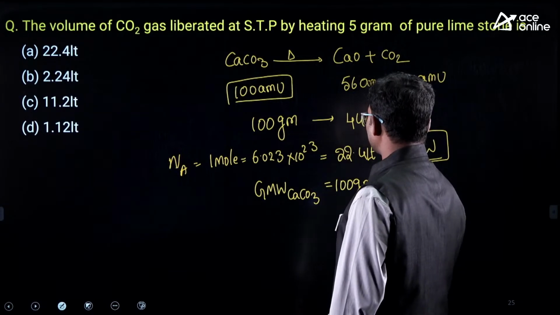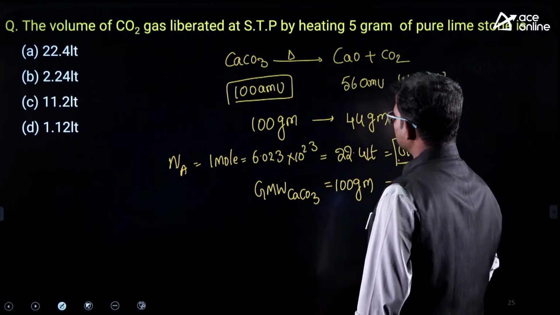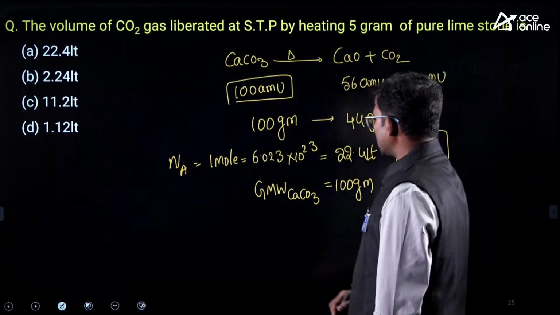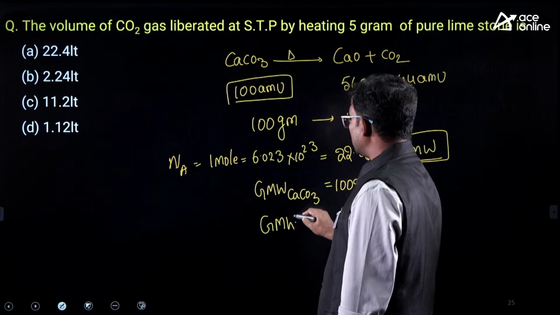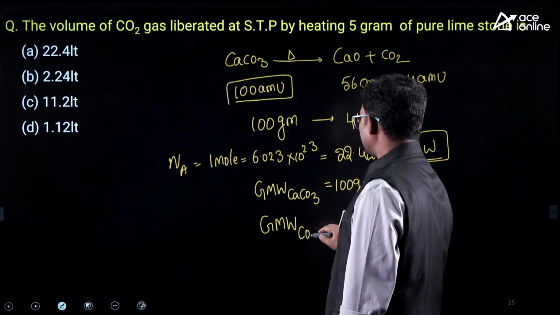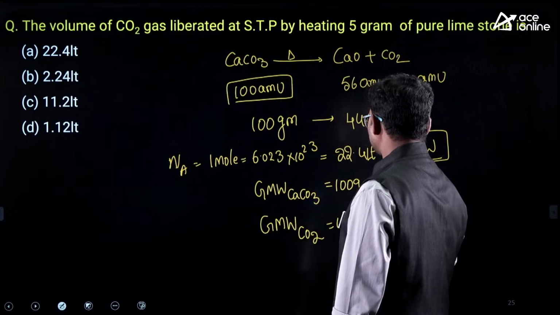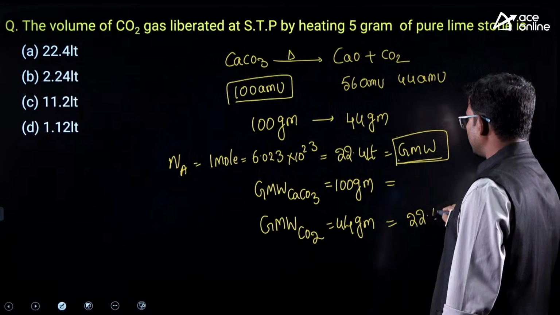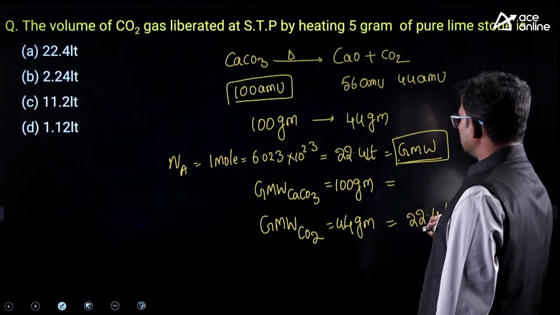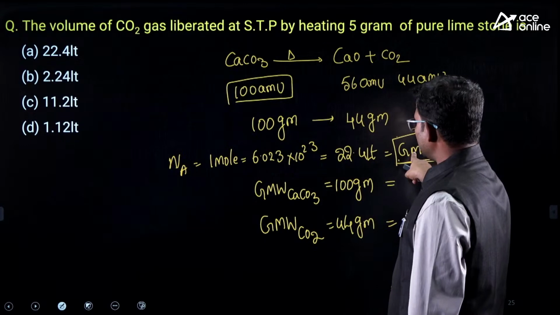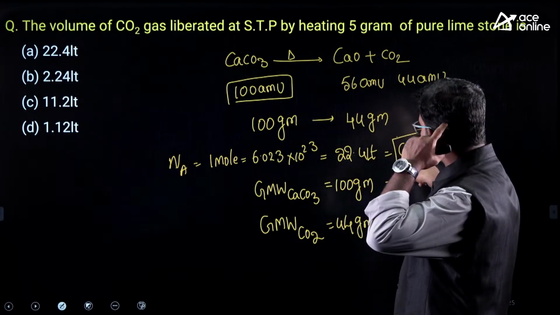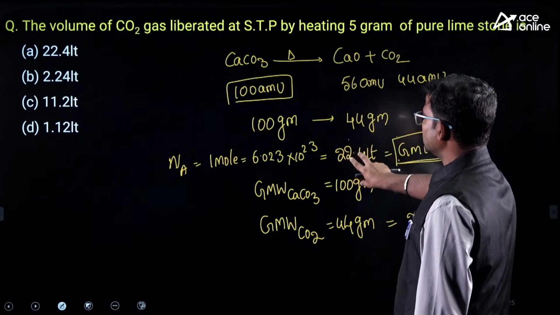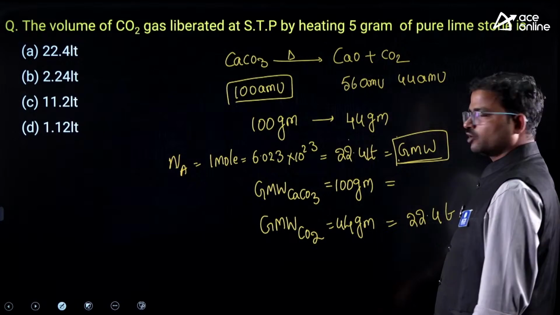1 gram molecular weight is equal to how many liters? This is the gram molecular weight of calcium carbonate. Next, what about the gram molecular weight of carbon dioxide? 44 grams. So 44 grams means how many liters? 22.4 liters. How did we get this? 1 gram molecular weight of carbon dioxide is 44 grams. 44 grams of carbon dioxide is equal to 22.4 liters of carbon dioxide.